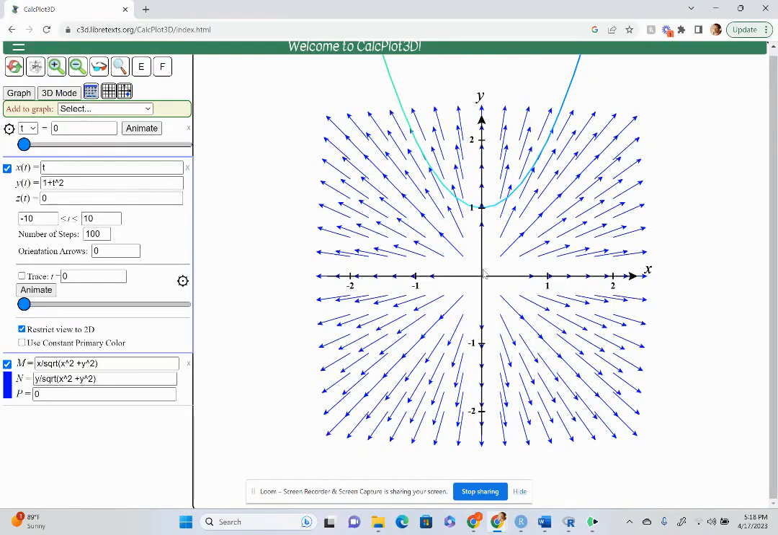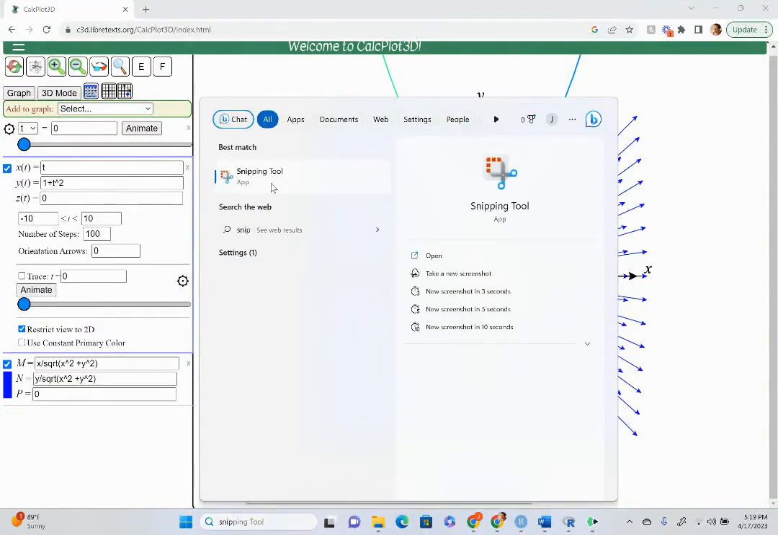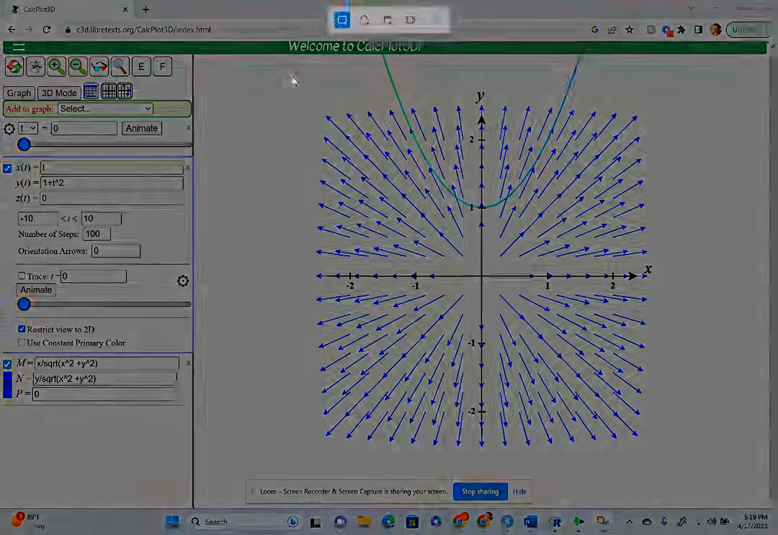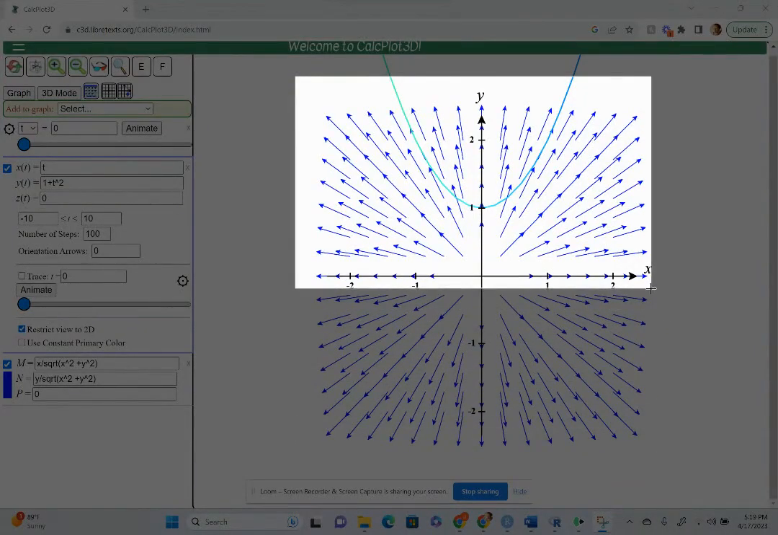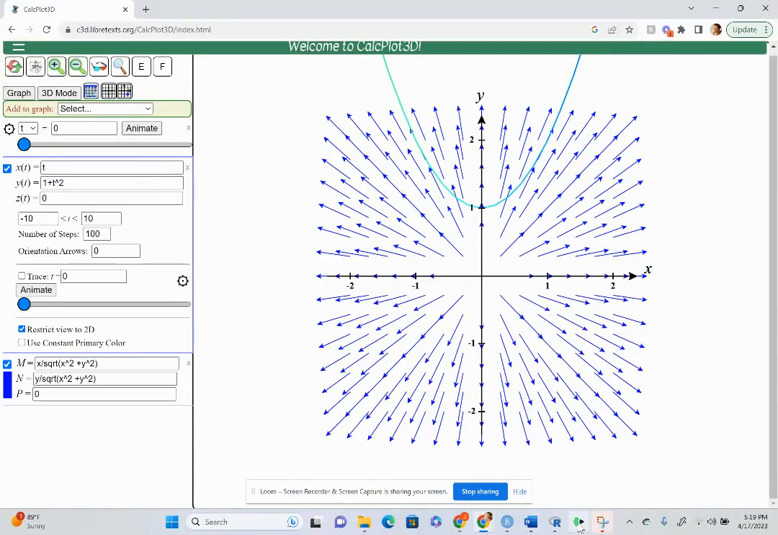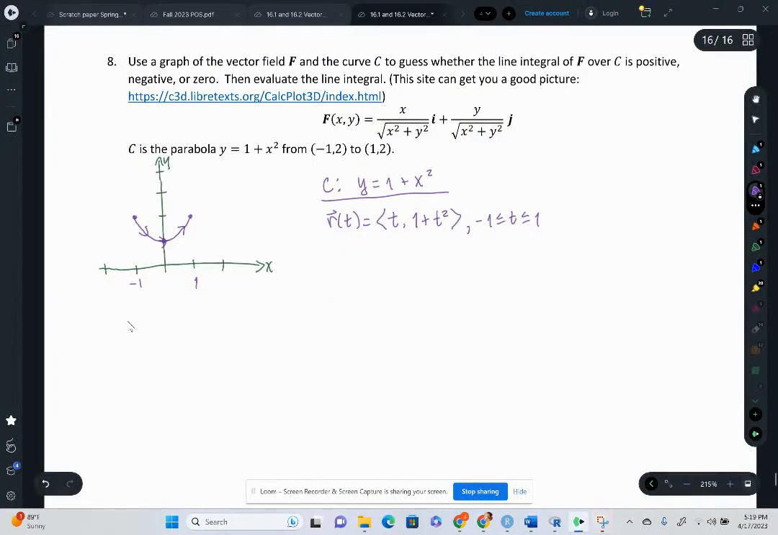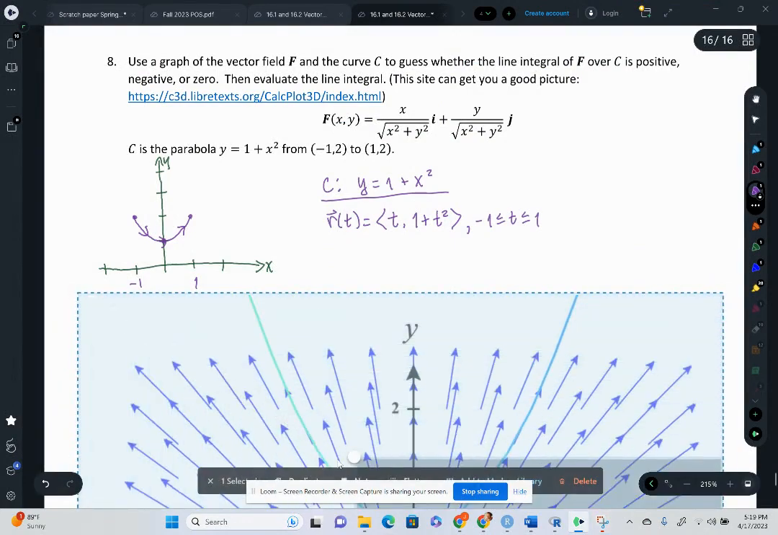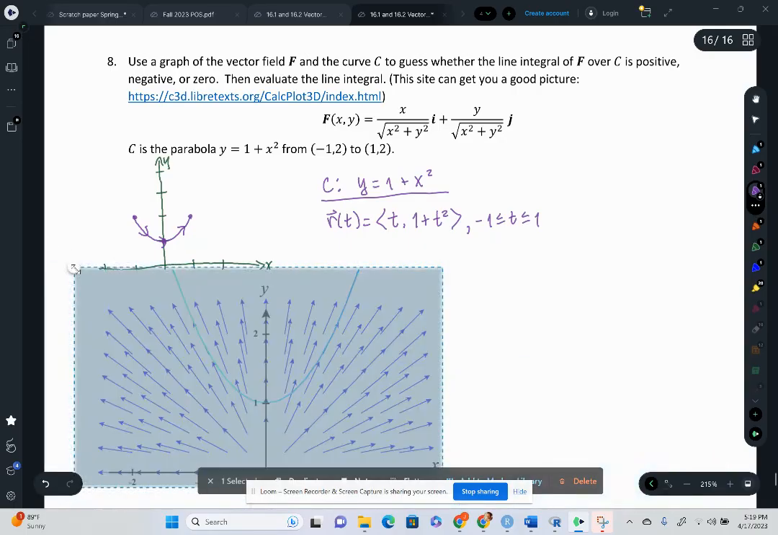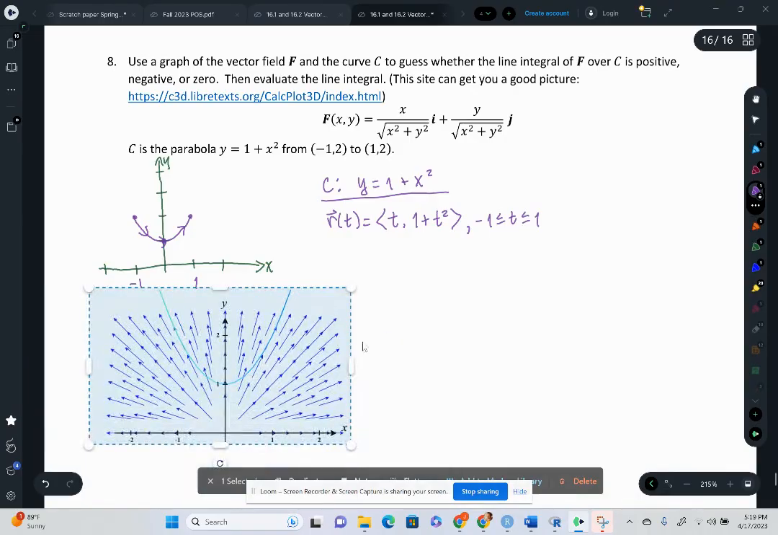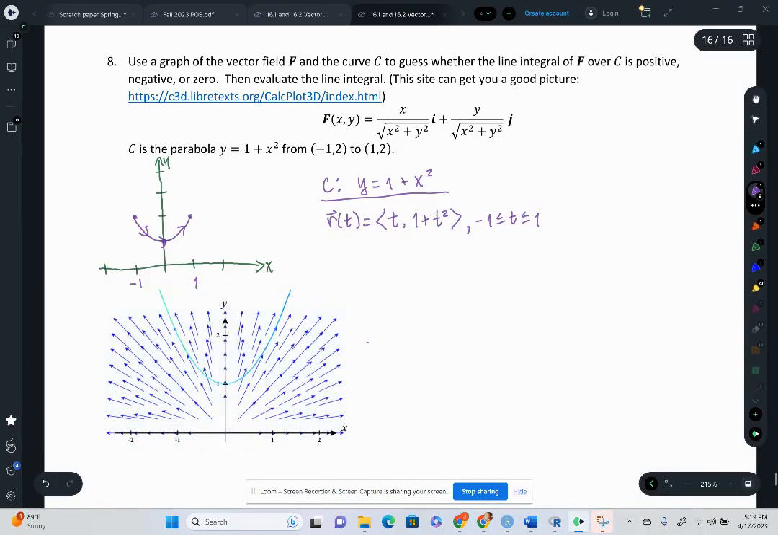Okay, and so just let's actually get a little snip of this so we can put it in our work. And really, I only need kind of that portion of it. Okay, so going back to our work, I'm going to put this in here and shrink it down significantly. Okay, so now we have a picture of what's going on, and it looks like, let's see what's going on.